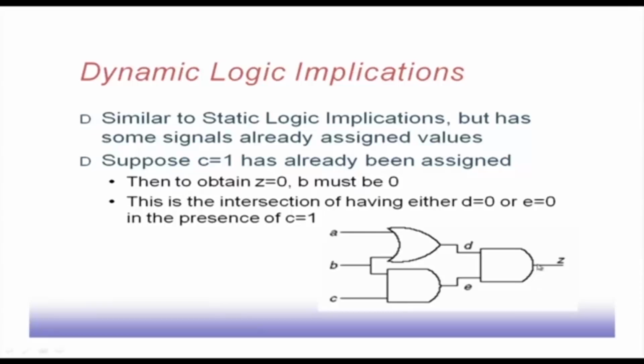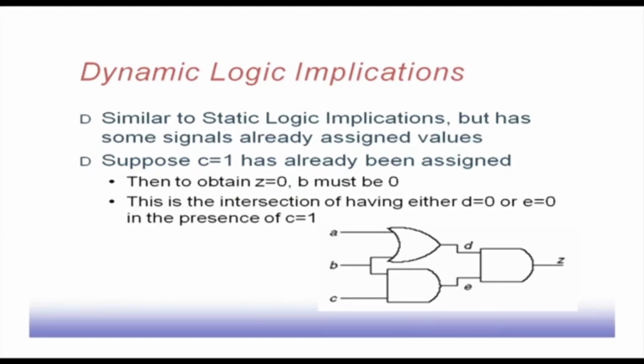So, c is already equal to 1, then if we want to get z equal to 0, b must be equal to 0. So, this is the intersection of having either d equal to 0 or e equal to 0 in the presence of c equal to 1. So, in the presence of this c equal to 1 assignment, we are trying to get z equal to 0. So, what is the implication of that? The implication says that b must be equal to 0. So, that is a dynamic implication compared to static.